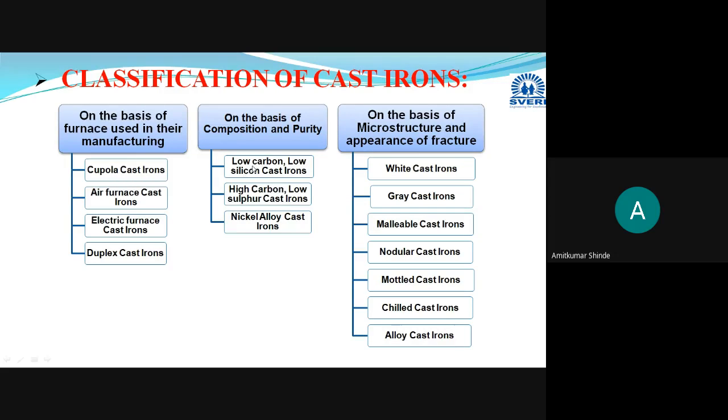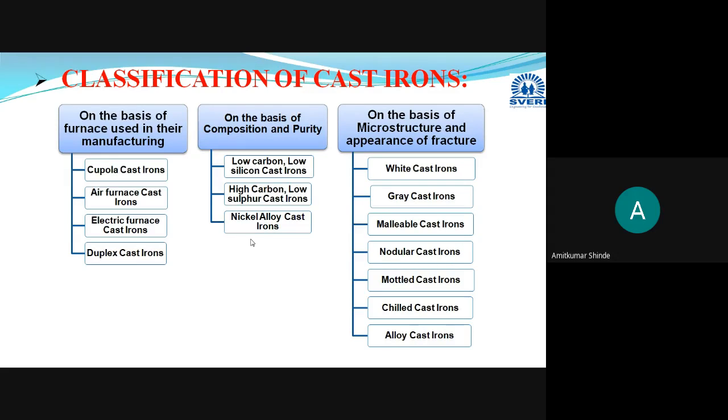The first type is low carbon, low silicon. The percentage of carbon and silicon will be low. The second type is high carbon and low sulfur cast iron. And third is the nickel alloy cast irons. Here nickel will be present as a dominant alloying element, that's why the name is given as nickel alloy cast irons. So these are the first two classifications. One is based on the furnace used for manufacturing, and the second is done on the basis of composition, in short.